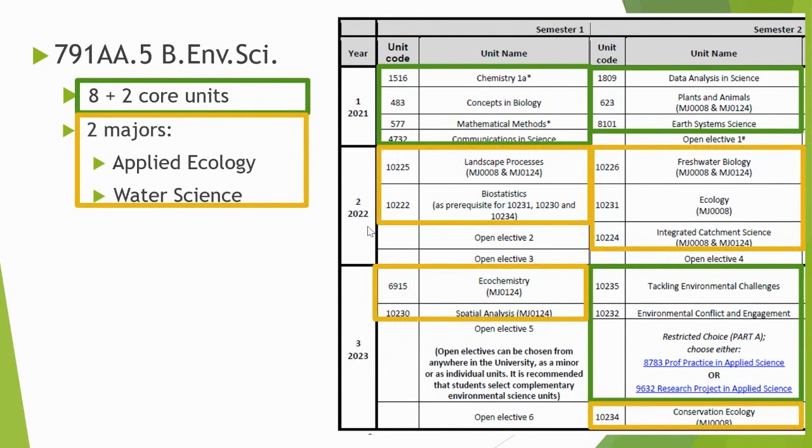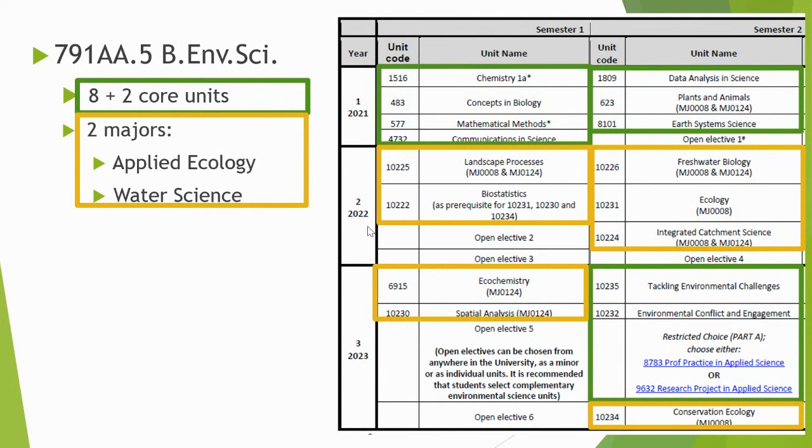You will then complete 2 majors, one in applied ecology and one in water science. Those are highlighted in yellow there. Now, you may notice that 2 majors, I said before, should be 6 plus 6 units. The reason that there aren't 12 units highlighted is that those majors have some units in common. Okay, so for instance, landscape processes is common to both applied ecology and water science majors.